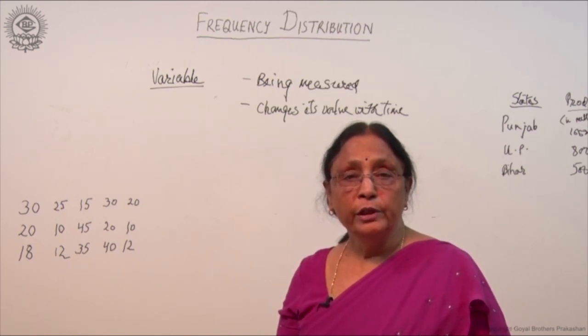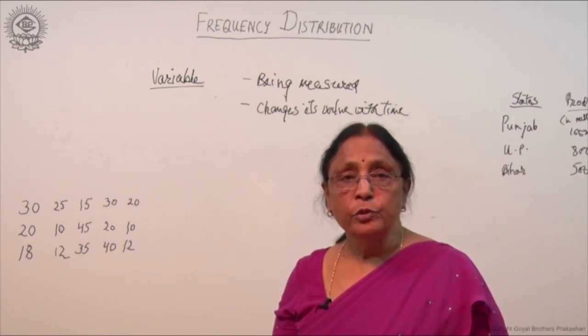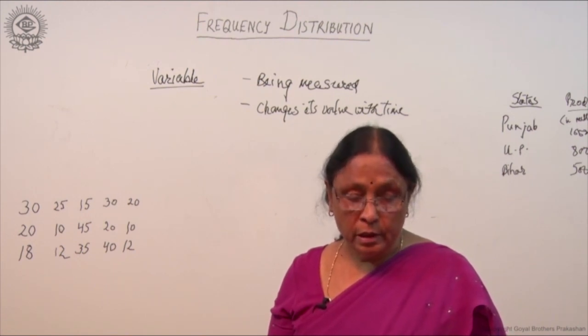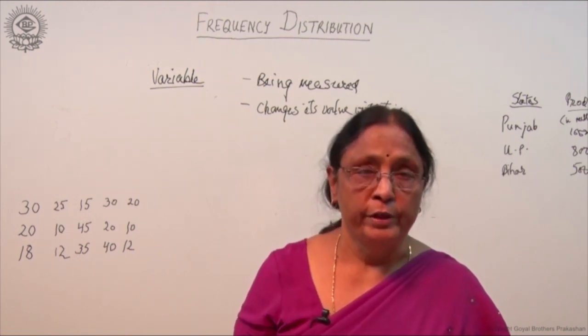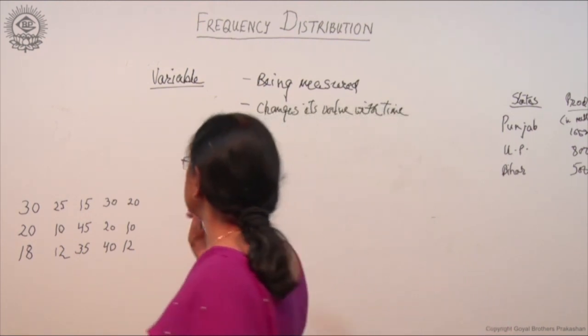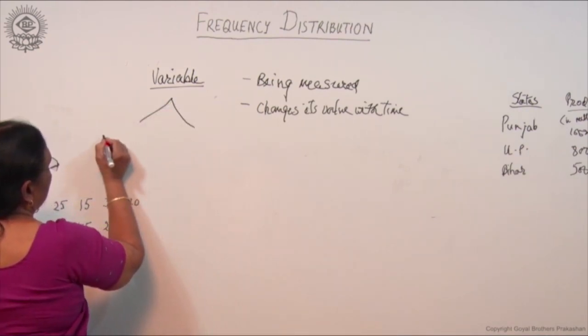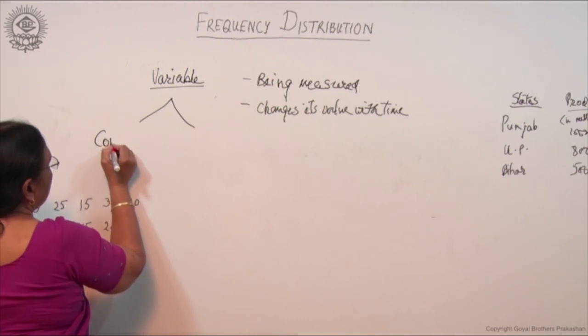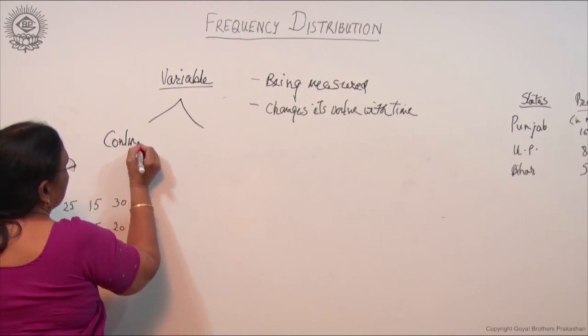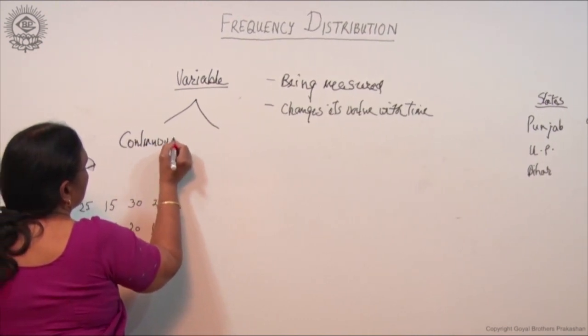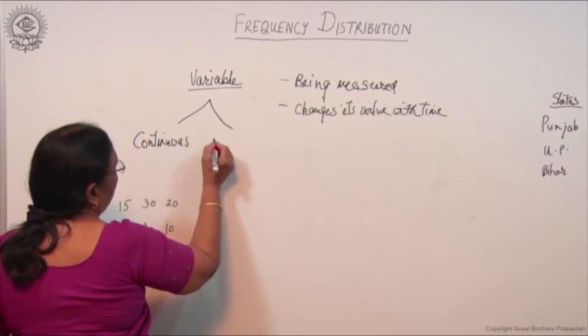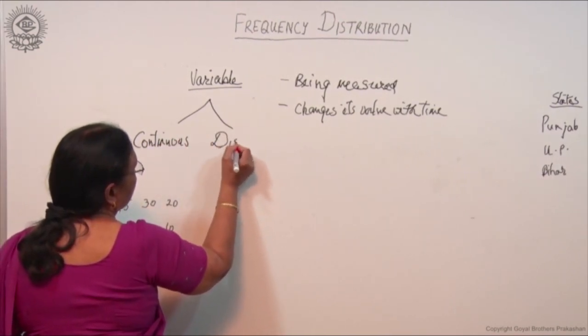After knowing the meaning of variable, we come to the next point, that is, what are the different types of variables. Now variables are of two types: continuous variable and discrete variable.